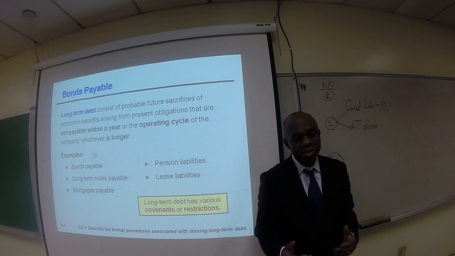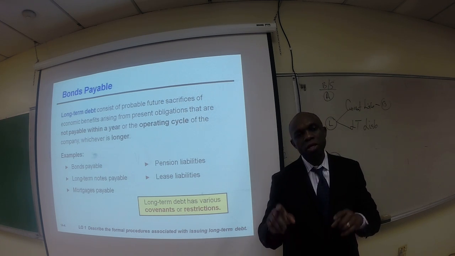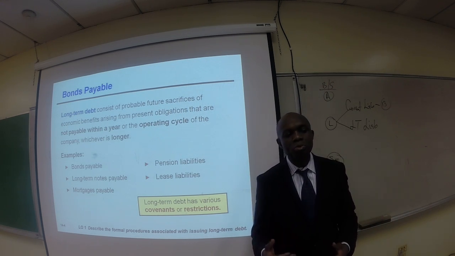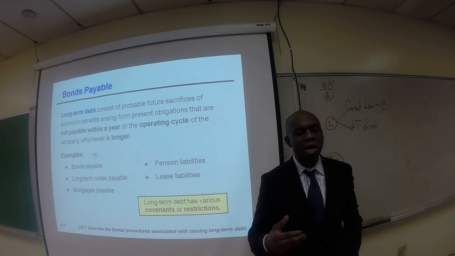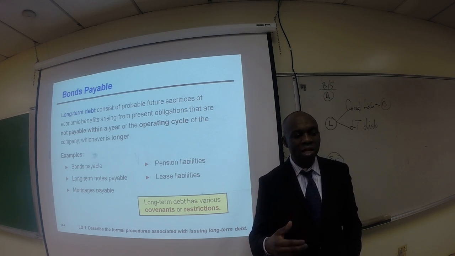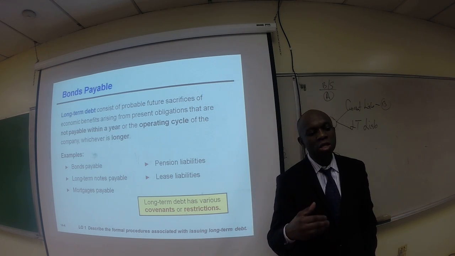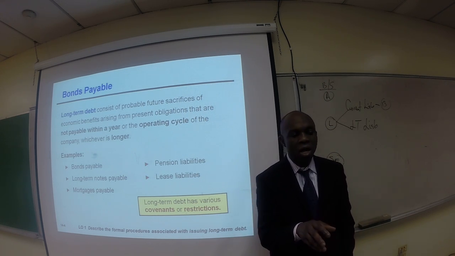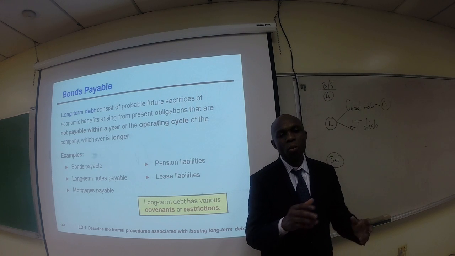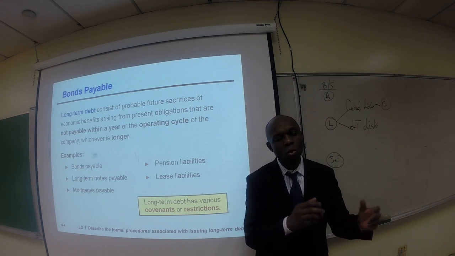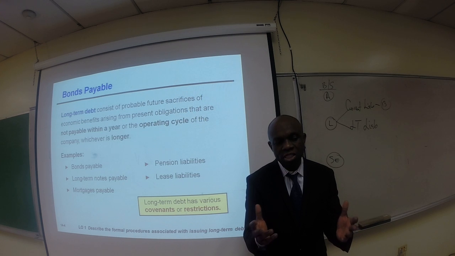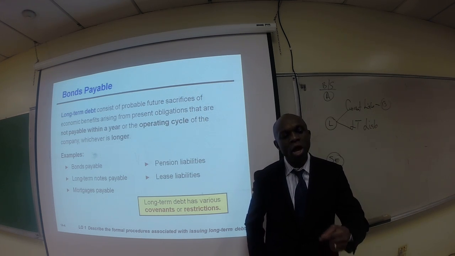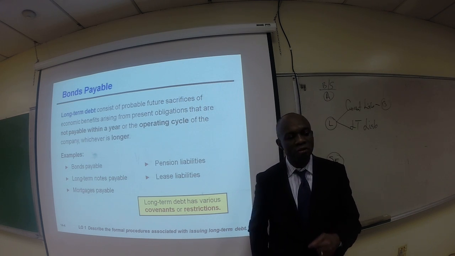Here we said that long-term debt, bond payable is one example of long-term debt. We said generally long-term debt consists of probable future sacrifices of economic benefits arising from present obligations that are not payable within a year or the operating cycle of the company, whichever is longer. We talked about this extensively in chapter 13 by way of defining what current liabilities or current debt are. Essentially, pretty much the same definition here. The only difference is here these are obligations that are not payable within a year or the operating cycle of the company, whichever is longer.